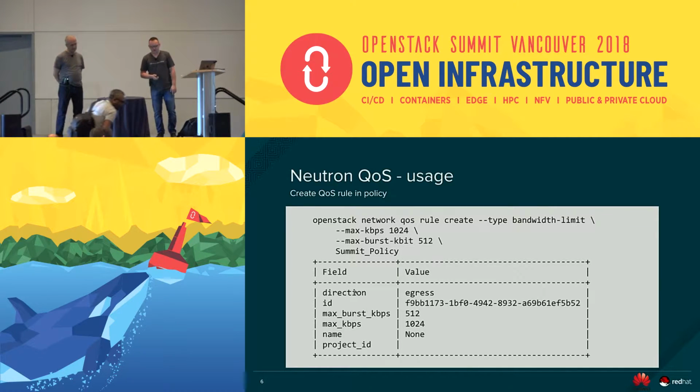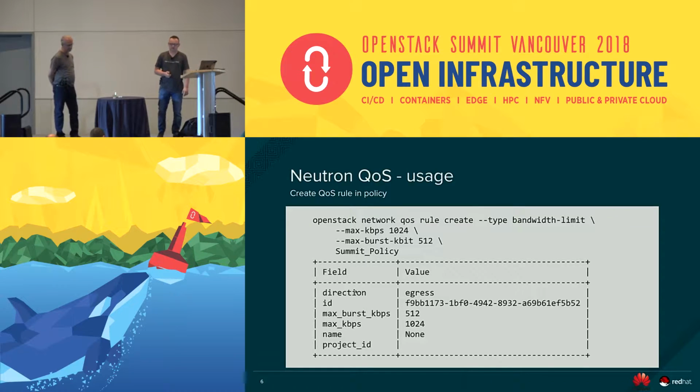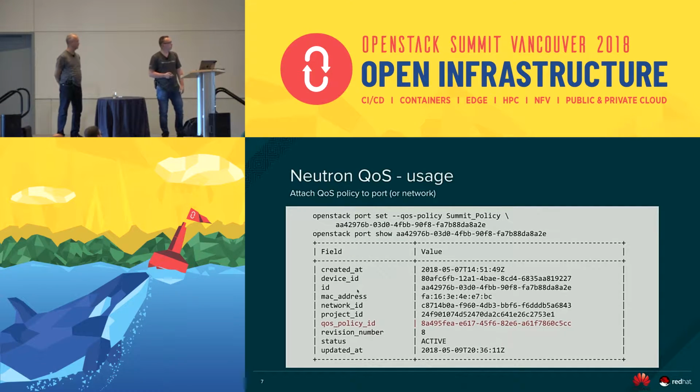Like on this example, it's the bandwidth limit rule with some limit values. This rule is in this policy called summit policy, as it's shown here on slide. And now this policy can be, of course, attached to port, which is done simply by calling port update, for example, with OpenStack CLI client, like here. Policy ID is then listed in port attributes, and that means that this policy is attached to port, and rules from this policy are applied to it by a backend driver.